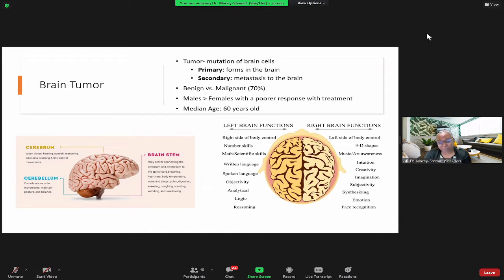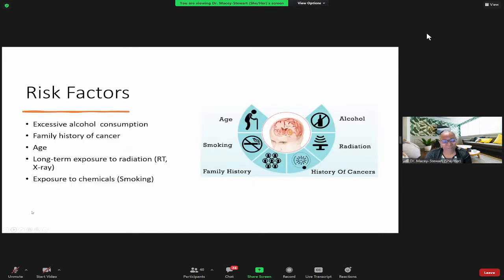Very rare to see. Now, just to refresh your memory, take you back to A&P, I did add 2 pictures about the different parts of the brain and the left and the right side, what it does. You're not required to know that, but just to bring you back, since some of you have probably taken A&P more than 5 years ago, okay?